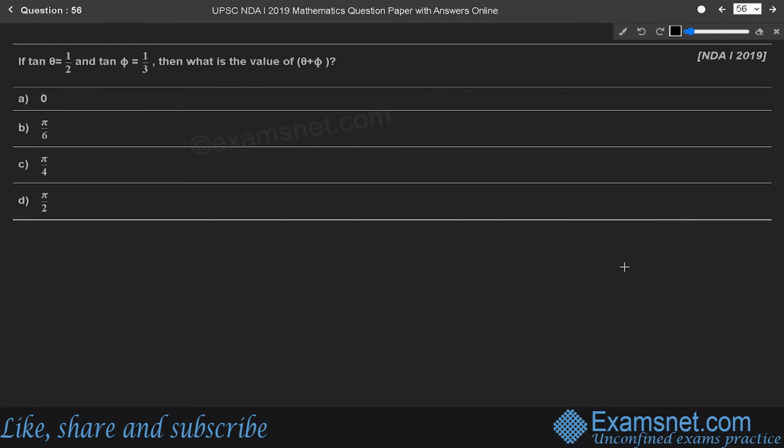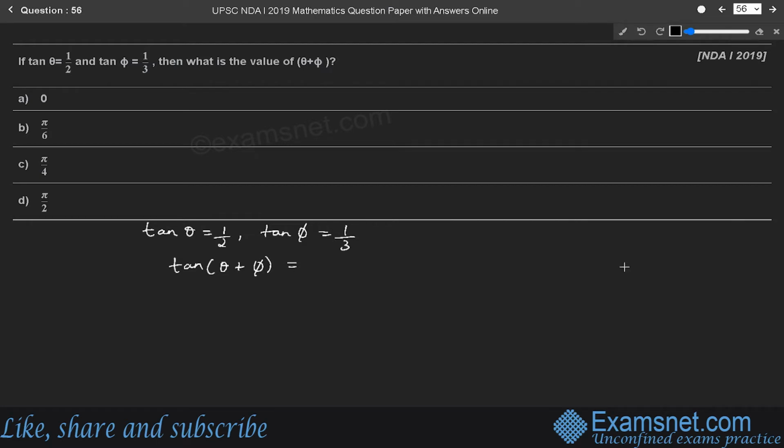Next question is, if tan theta is equal to 1 by 2 and tan phi is equal to 1 by 3, then what is the value of theta plus phi? Again, the question is from trigonometric expressions, and it is a very simple question. We have to find the value for tan theta plus phi.